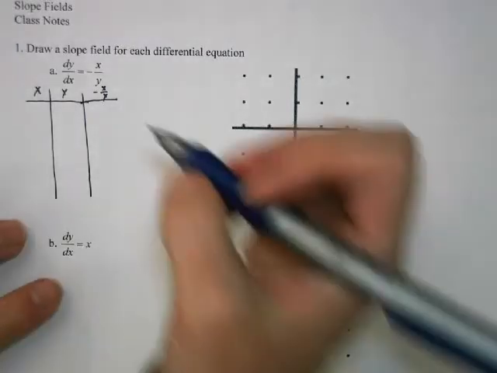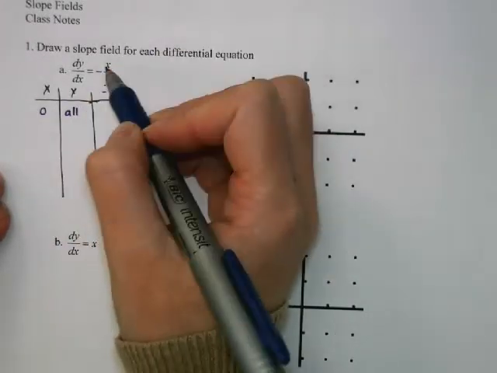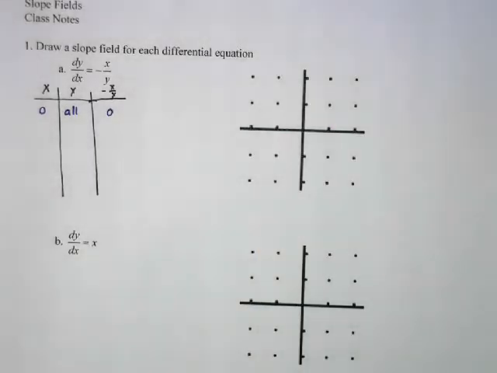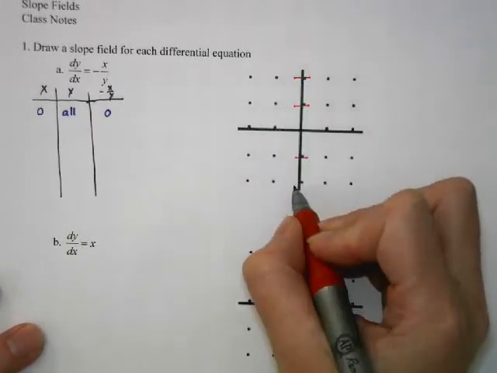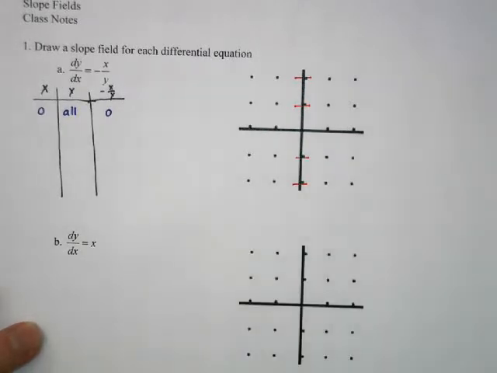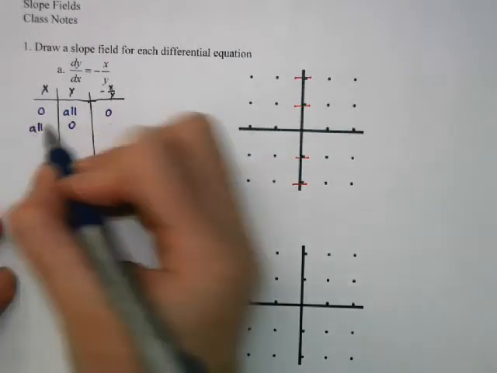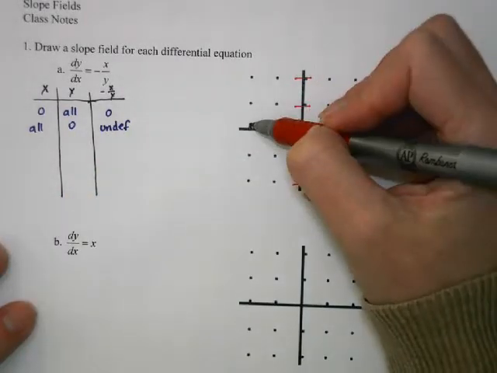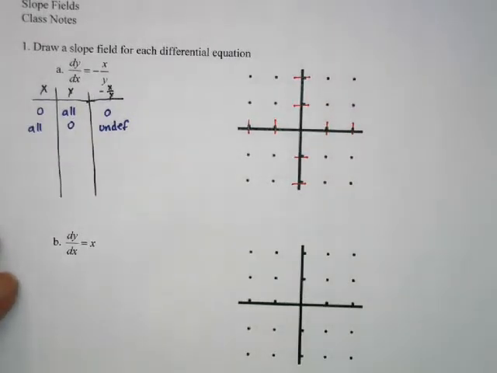Doing some obvious ones. When x is 0, for any of my y values, I'm going to have 0 over something. So when x is 0, my slopes are going to be 0. On the slope field, you're going to draw just a little dash that has a 0 slope. On the other hand, if y is 0, no matter what the x value is, the slope is going to be undefined, which means those slopes are going to be vertical lines. But the rest of them are going to be values.